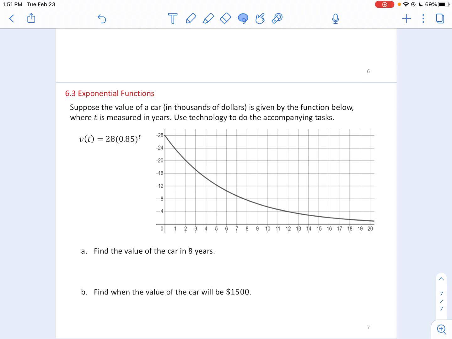Suppose the value of a car in thousands of dollars is given by the function below, where t is measured in years. Use technology to do the accompanying tasks. So this is a graph of v of t. Now keep in mind that the output of this is measured in thousands of dollars.